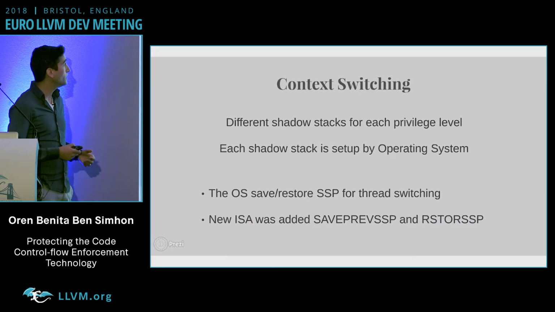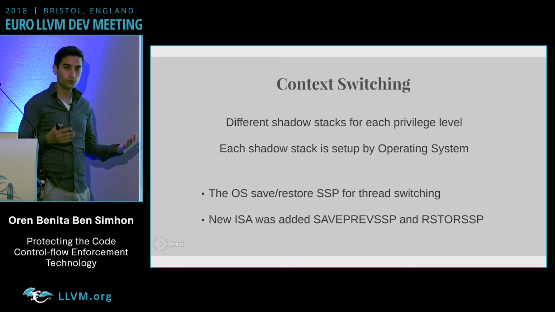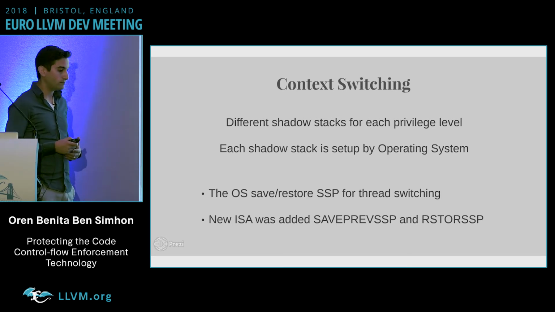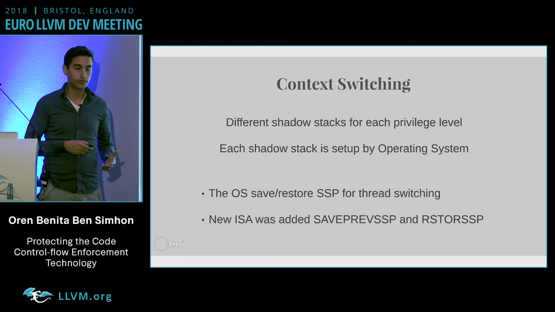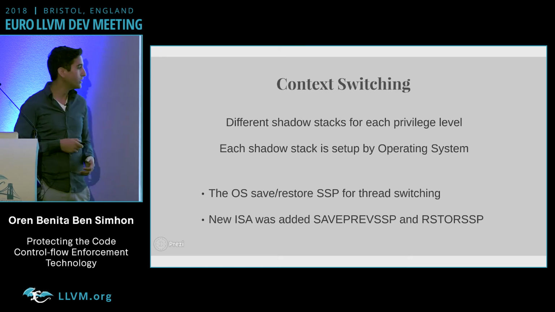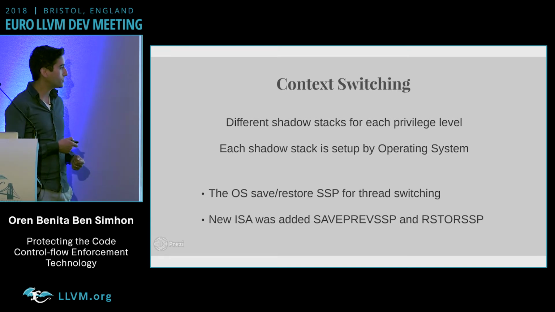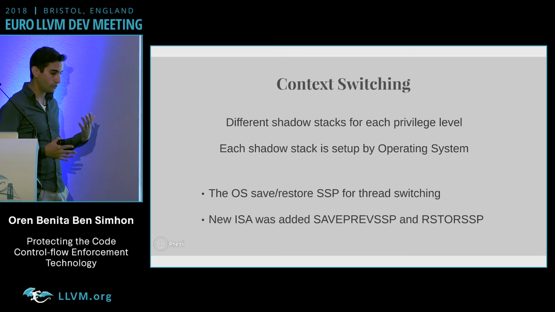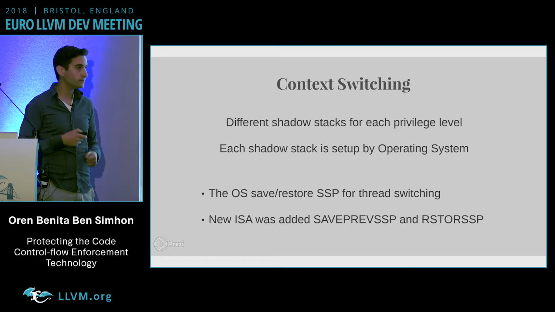So, context switching. For each privilege level, we have a different Shadowstack. The operating system is responsible for creating those Shadowstacks. When we switch to a different data stack, we also switch to a different Shadowstack. The operating system can save and restore the Shadowstack pointer for thread switching, and it has new instructions called save previous SSP and restore SSP in order to do that. Those instructions use a token-based mechanism to create those Shadowstacks.